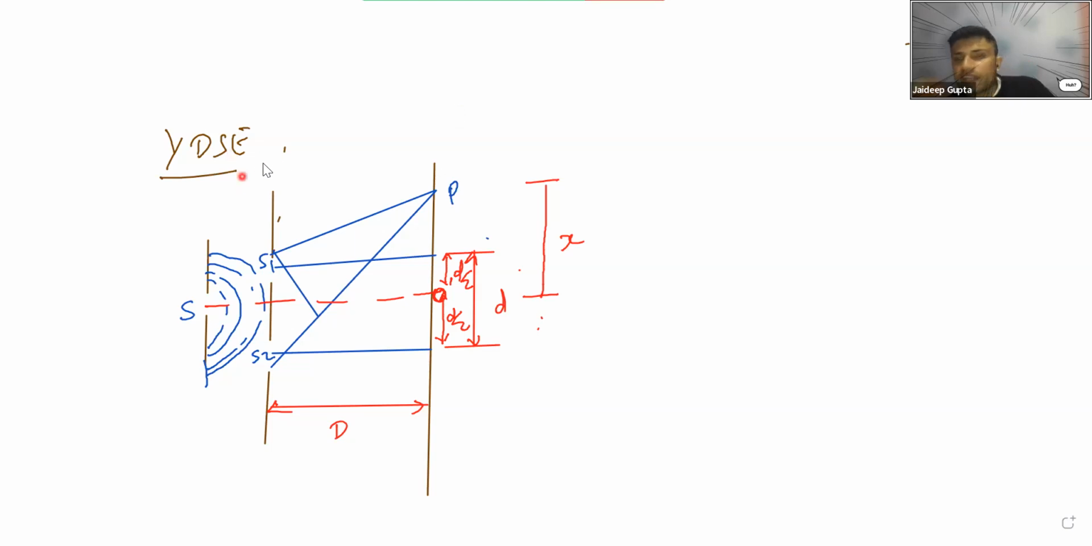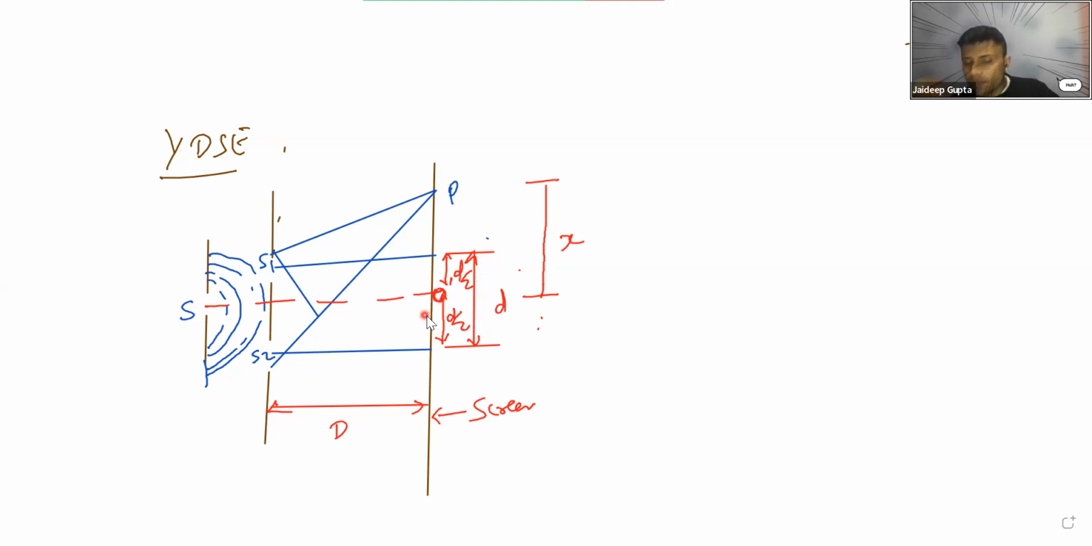Now what happened? This is YDSE experiment. This is the source. These are the slits, S1 and S2. The distance between the slits is small d, and this is the screen. Capital D is the distance from the slits to the screen, and small d is the separation between the slits. P is the point where there is a central bright. This is a central bright.